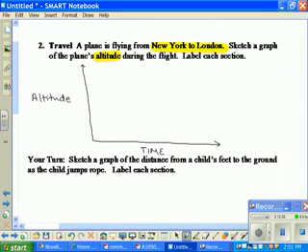Okay, so now I want to sketch a graph of what might be happening during this flight, right? So think about how you get in a plane, right? Altitude, you're starting where? Starting on the ground. So here's the ground right here. Starting on the ground.